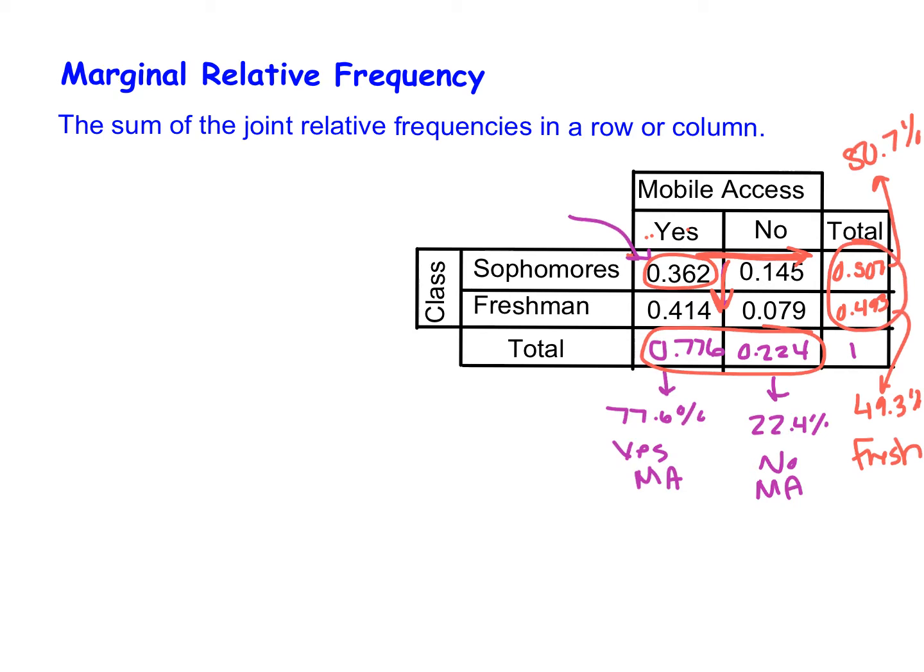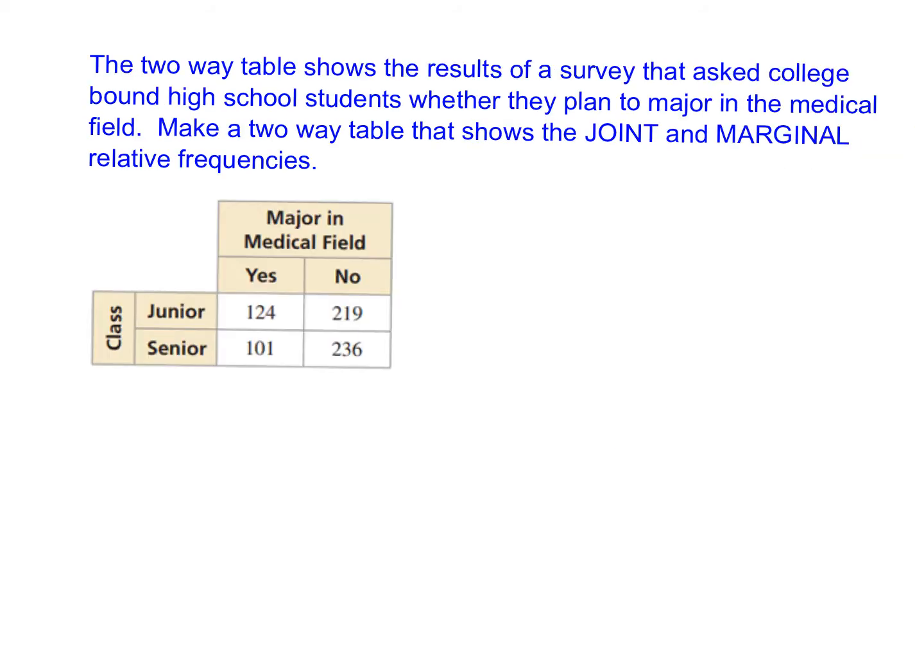This is just focusing on yes or no to mobile access, and this is focusing on freshman or sophomore. So what we're going to do here is take the table below and make a two-way table that shows the joint and marginal relative frequencies.